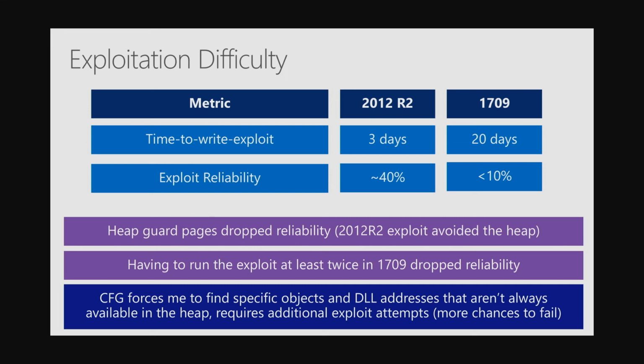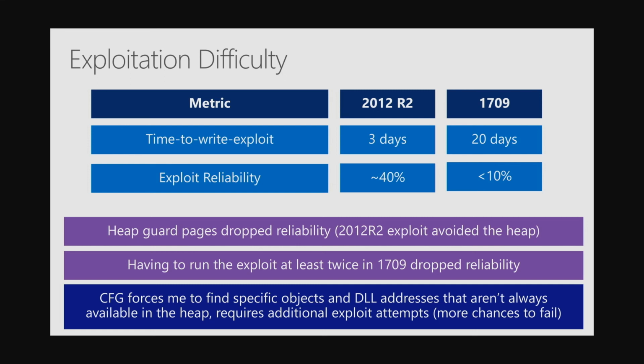Things that hurt reliability were, one, since I had to go into the heap, I couldn't corrupt the stack anymore. Sometimes I would run into guard pages, which would cause me to crash. The other thing was that I now have to run the exploit at least 2 times because I have 2 payloads that need to execute. And every time I try to go out of bounds, I might not find the heap I'm looking for, and I just crash. So every time I have to do that, it once again adds to the unreliability of the exploit.